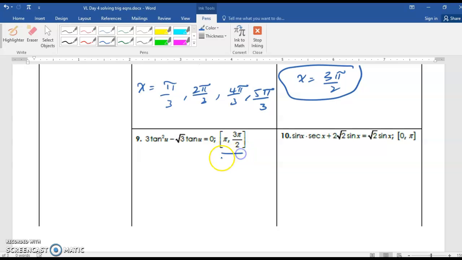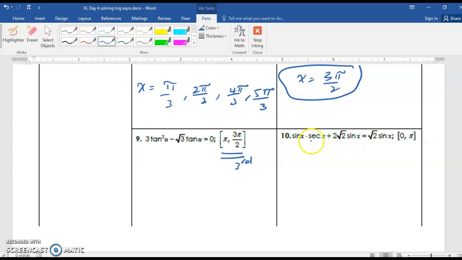So in this particular question, it is between pi and 3 pi over 2, meaning only third quadrant. And tan is positive in the third quadrant, right? So I would want to do the 10th question. It's a little bit complicated, only because you see too many terms here. But let's simplify this first.